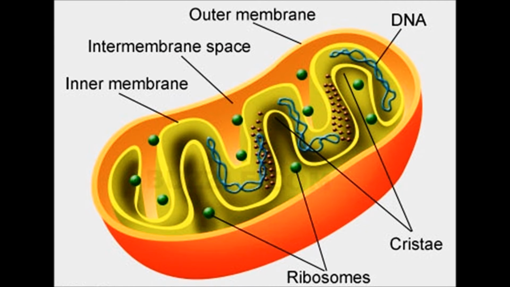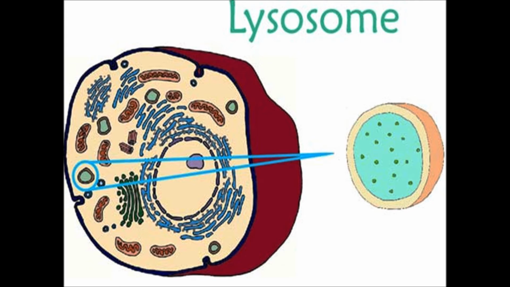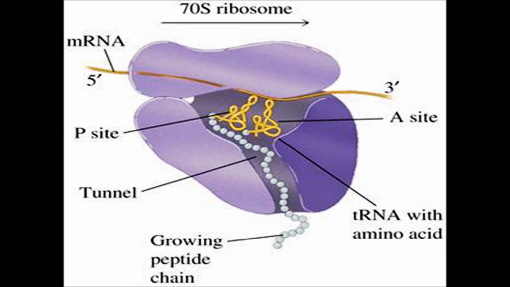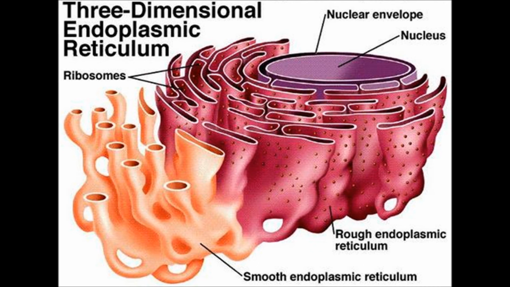Mitochondria are the powerhouses of the cells as they generate energy. Lysosomes are suicidal bags of the cells and participate in intracellular digestion of various substances. Ribosomes are made up of RNA and proteins and are involved in protein synthesis. A group of ribosomes is called polysomes. Rough endoplasmic reticulum has attached ribosomes and participates in protein synthesis, while smooth endoplasmic reticulum participates in lipid synthesis.